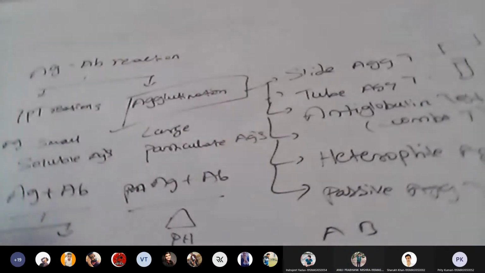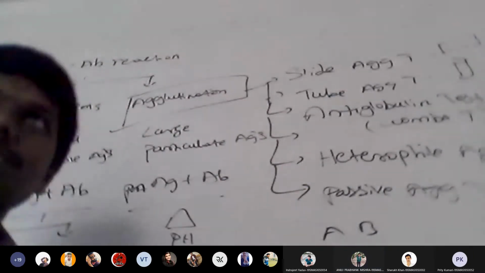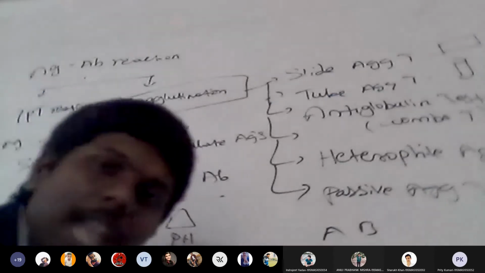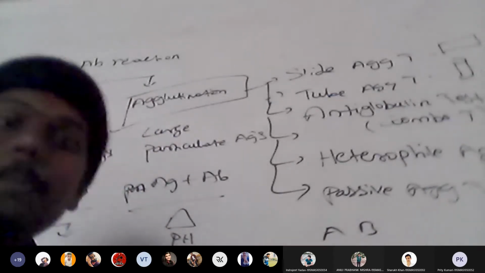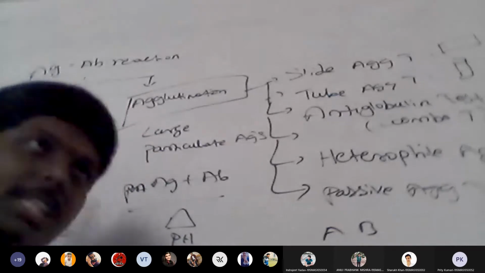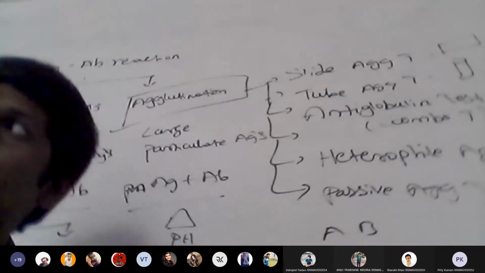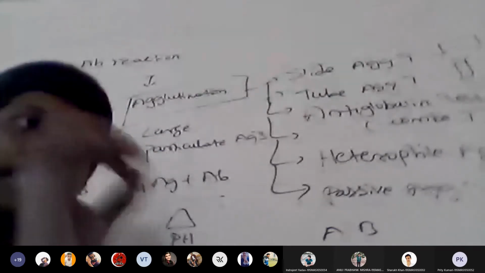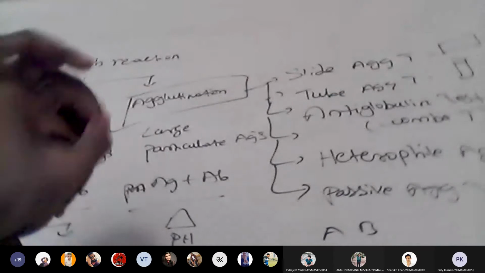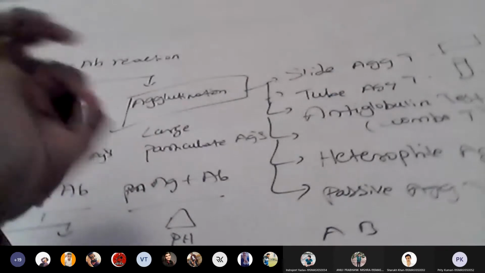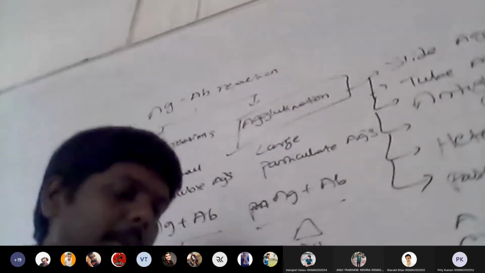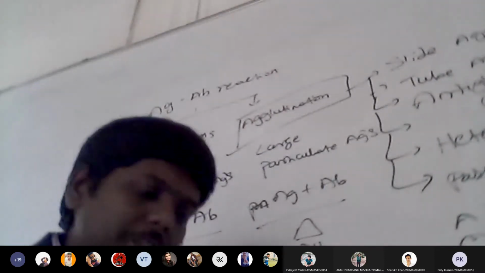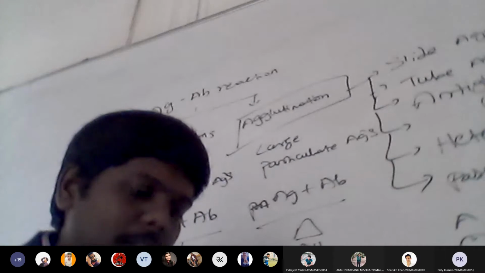So let me discuss about slide agglutination test. Can anyone tell an example of slide agglutination test to me? Blood grouping. Blood grouping is the best example for slide agglutination test, right? So in the slide agglutination test, you keep the example blood grouping. I need not say much about blood grouping.